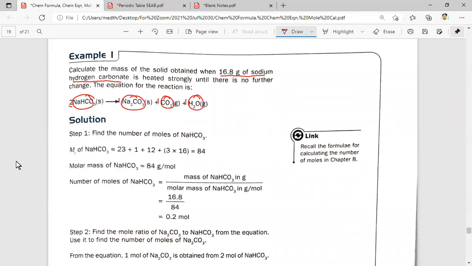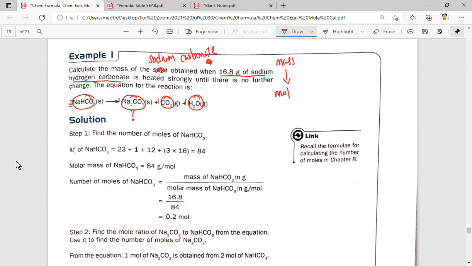So the question is, what's the mass of solid obtained? I want to find the mass of sodium carbonate obtained. In this question, they want you to find the mass of this thing obtained. For me to find the mass of this, I need you to take note: in your chemical calculation, you always go from the mass to mole.